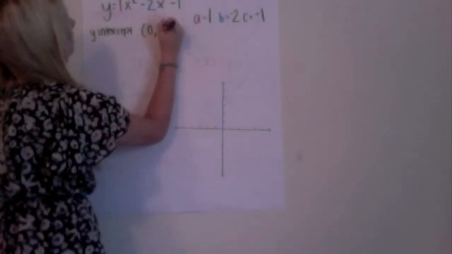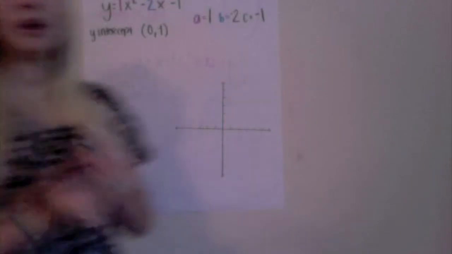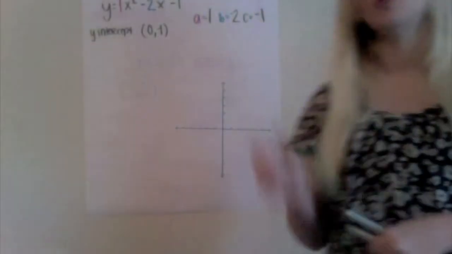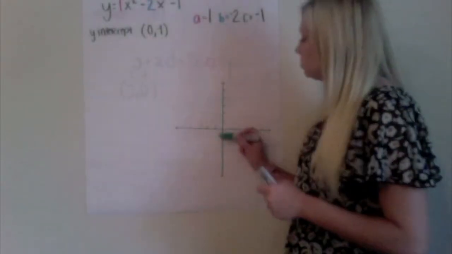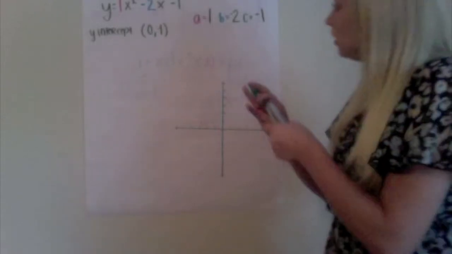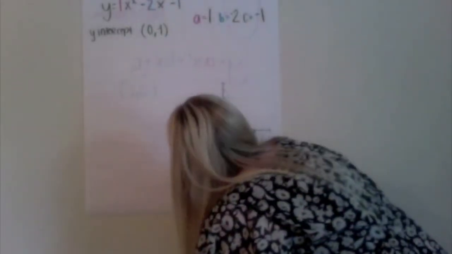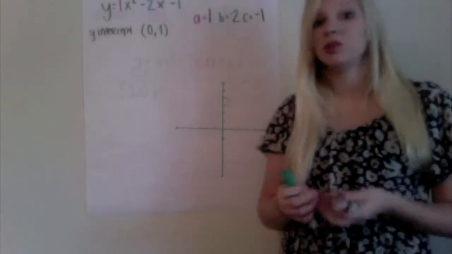So 0, comma, -1. Just because we can, let's go ahead and plot that point on our graph, because we know for sure that that is a point on this function. So we go to 0. X is 0, y is -1. Our y-intercept is right here at -1. So we have 1 point on our graph to work with. Now, let's see what we should do next.